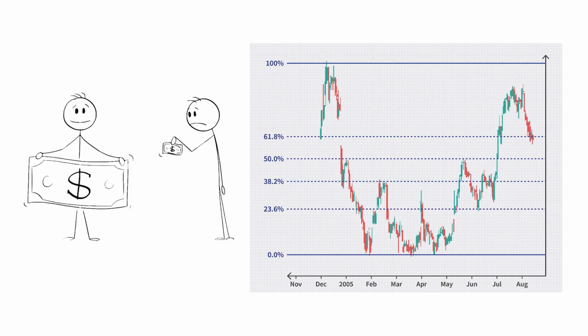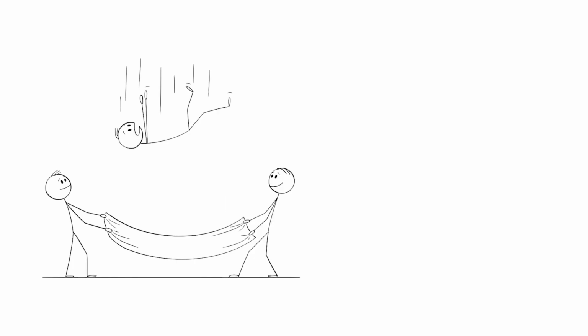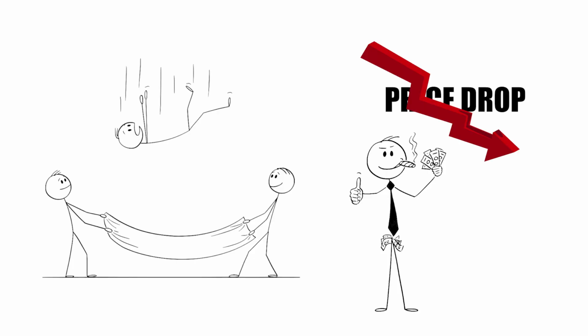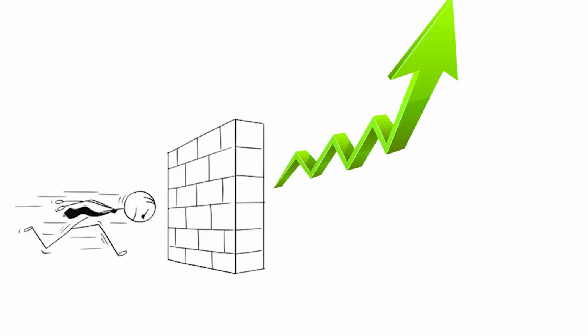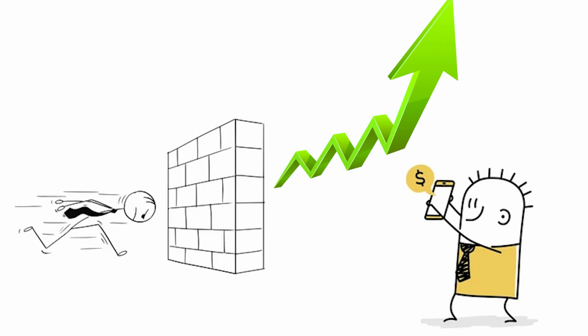Support is a price level where the stock stops falling and bounces back up. It's like a safety net. Every time the price drops to that level, buyers jump in and push it back up. Resistance is a price level where the stock stops rising and drops back down. It's like a brick wall. Every time the price climbs to that level, sellers jump in and push it back down.